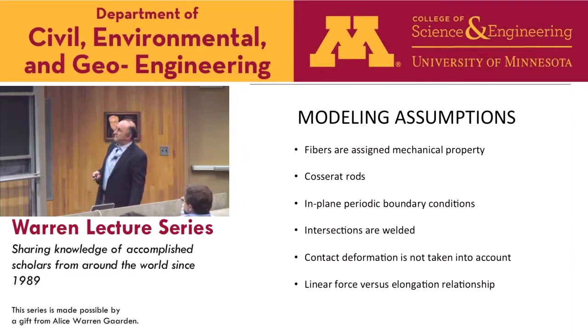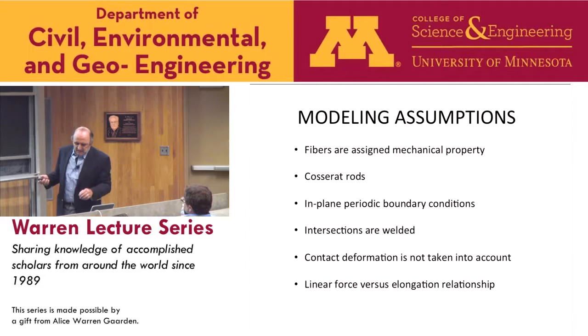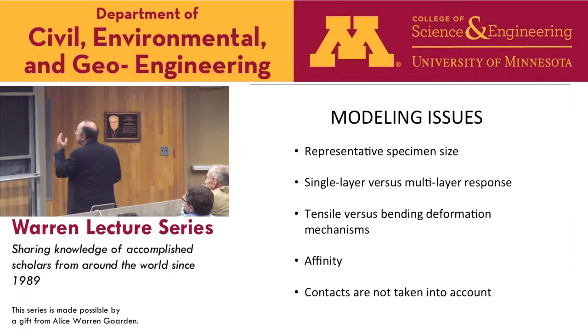Okay. In-plane periodic boundary conditions, plane stress or no stress in the transverse directions. Intersections are welded. It means that there's no slip or no relative rotation in the contact. We don't take contact deformation into account. What this means is that if a fiber initially doesn't contact any fiber and there is a contact, we just disregard that, we let them go, right? We use a linear force versus elongation relationship as constitutive equations for the fibers. Okay, so these are the basic things. I may have missed something from the list, but feel free to ask questions if you need more details about what went into simulations. Okay, what are the issues?